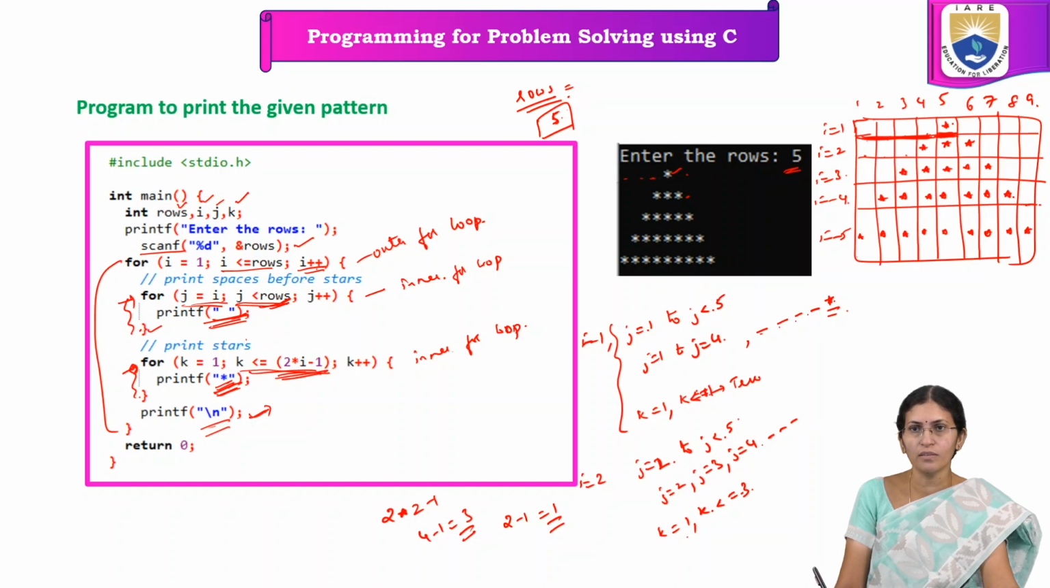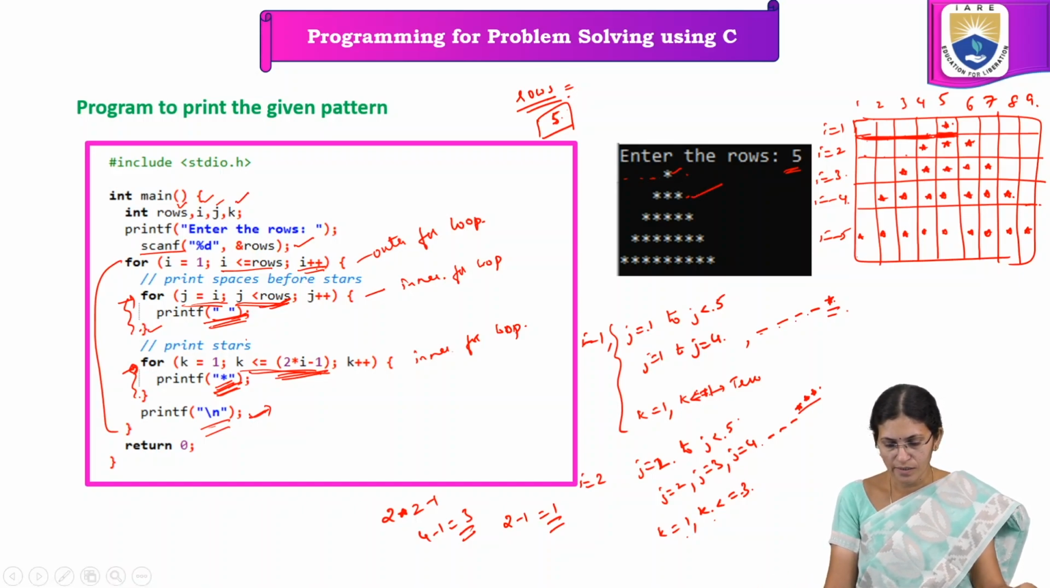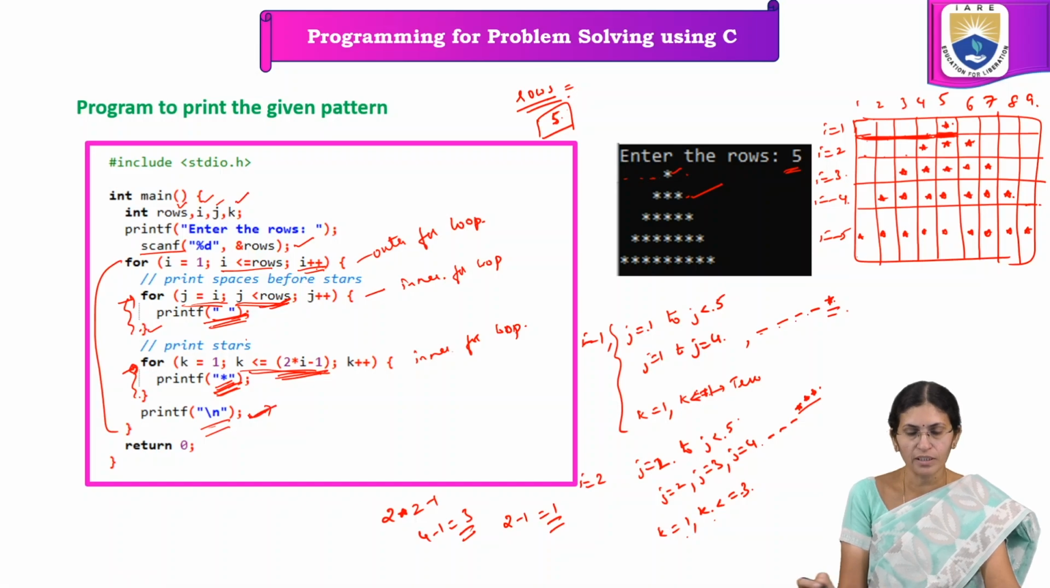k is equal to 1, k is equal to 2 and k is equal to 3. So therefore 3 stars will be printed after this. So after 3 spaces, 3 stars will be printed. So this is what we get in the second row. After that, this printf statement will be executed and the cursor will move to the next line, and again the statements will run: i value is incremented by 1.